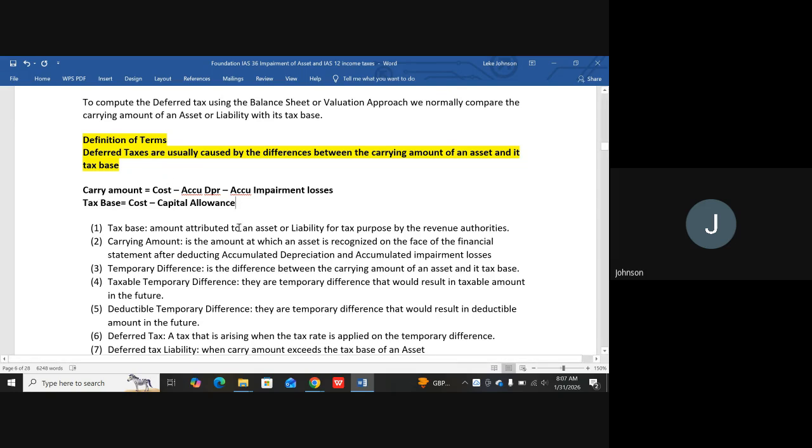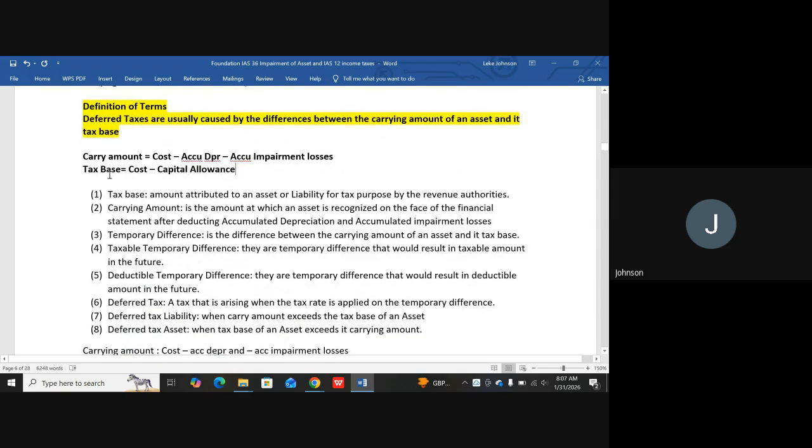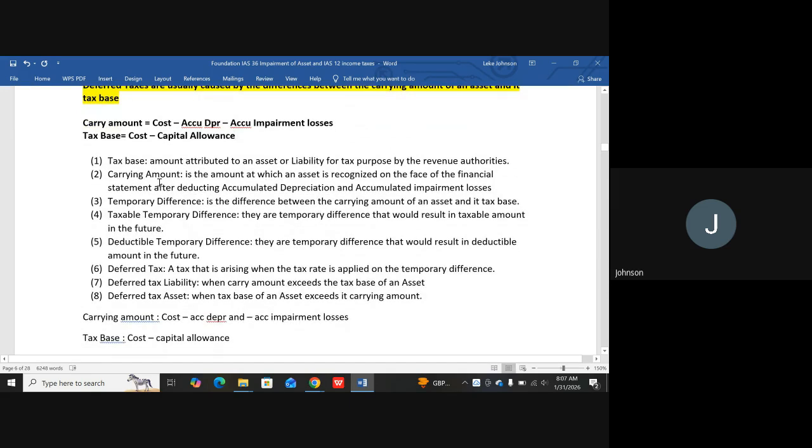So now, under here, we're looking at definition of terms. I want to go straight. So the first thing on the list is tax base. The tax base of an asset is the amount attributed to that asset or a liability. So the amount that you attributed to the asset or to the liability. How do you get that? You say the cost of that asset minus the capital allowance. So we get what you call your tax base. So it is the amount you attributed to that asset or liability for tax purpose by the revenue authority.